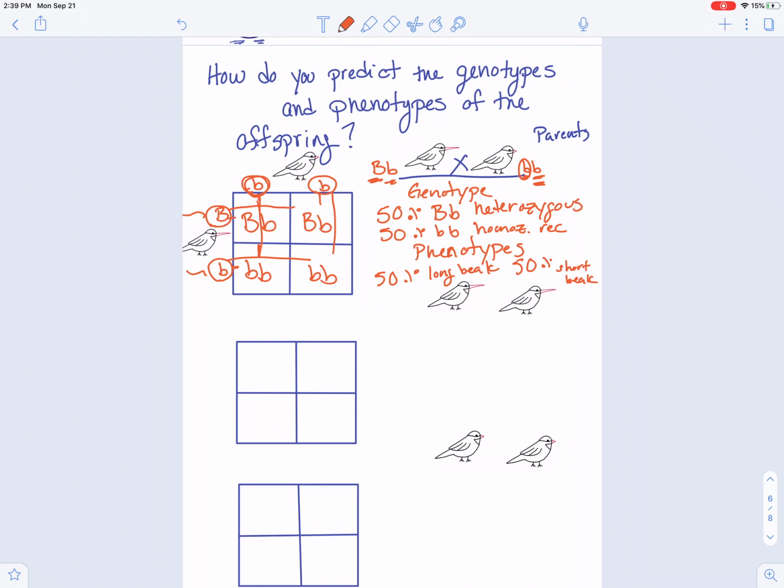You could also say 2 out of 4 of them, right? That's the same as 50%. That's just more of a ratio as opposed to a percentage. It's another way to represent the same information. So let's do another example.